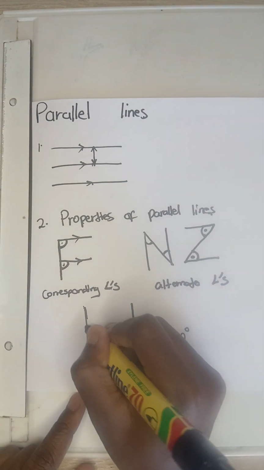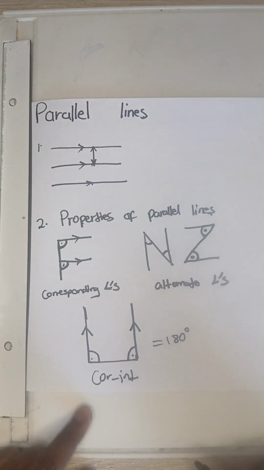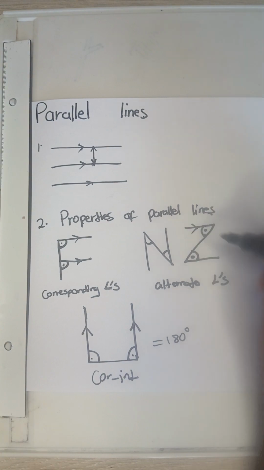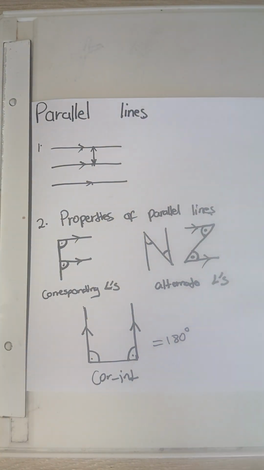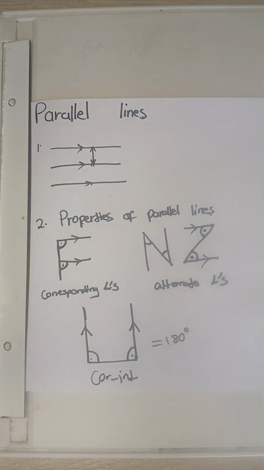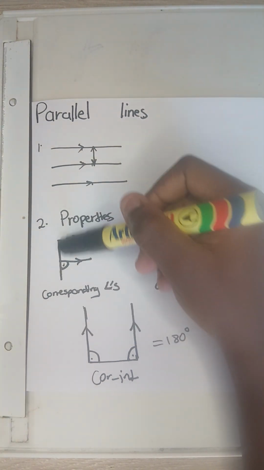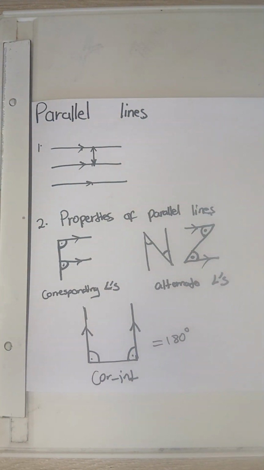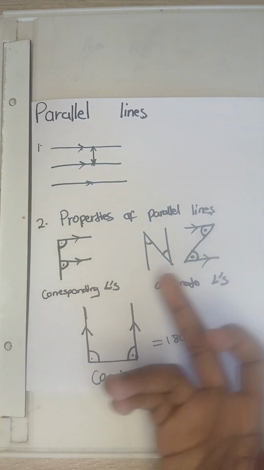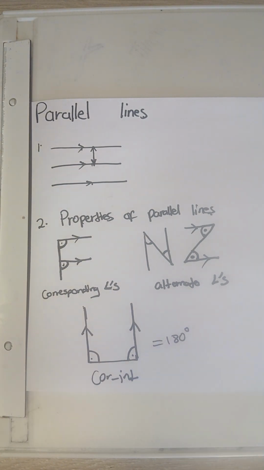This angle plus this angle is equal to 180 degrees, and only if these lines are parallel. The same applies to this one, only if these lines are parallel. If they give you a problem to solve and you do not see these marks, which represent the parallel lines, do not apply these rules. These are only the properties of parallel lines.